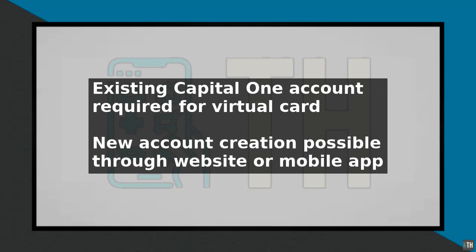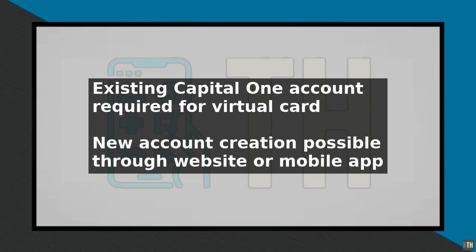To get a Capital One virtual card, you need to have an existing Capital One credit card account or apply for a new one. Start by logging into your Capital One online account or downloading the Capital One mobile app. If you do not have an account, you can sign up for one on the Capital One website.